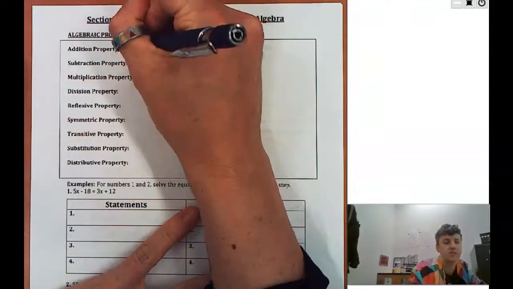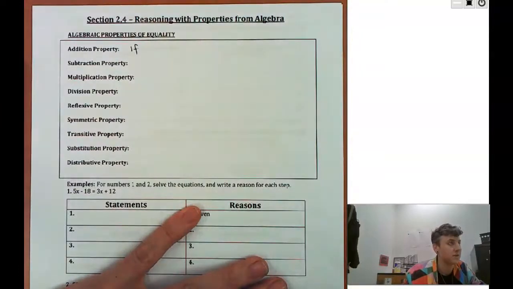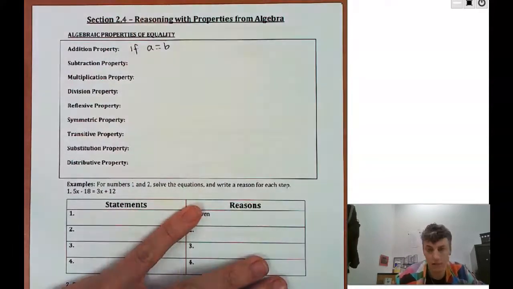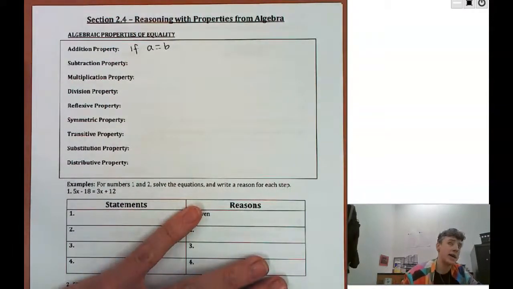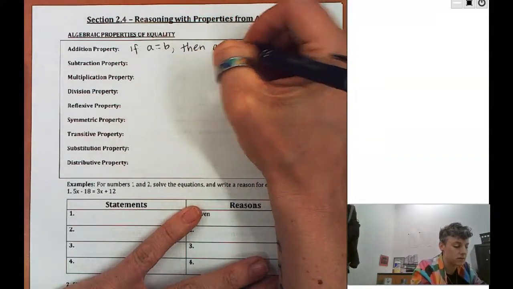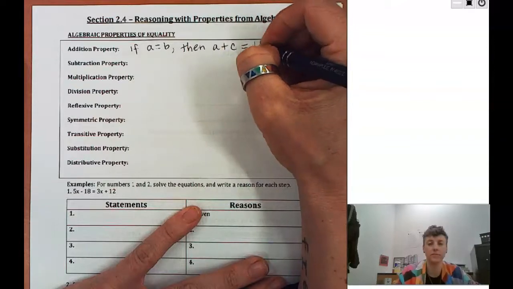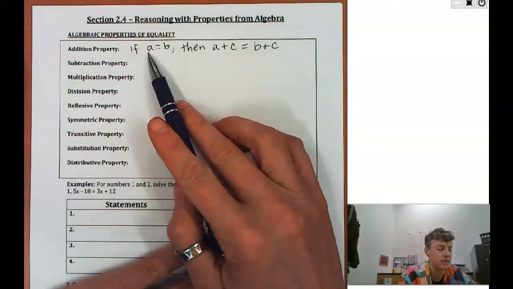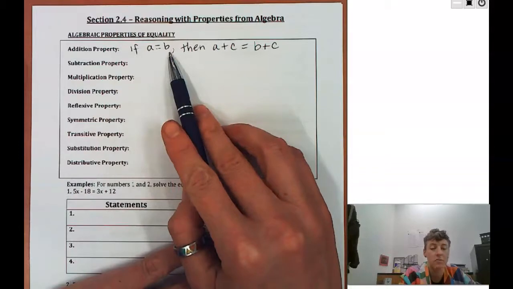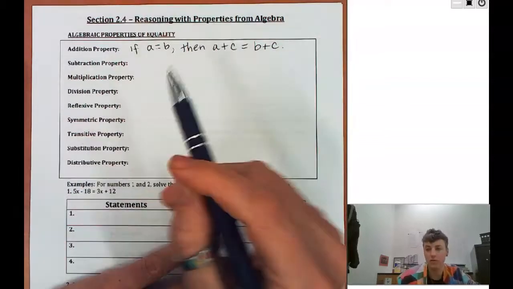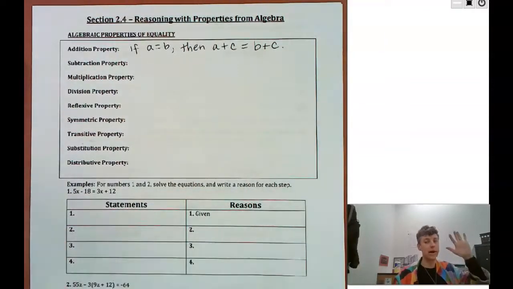So the addition property says, if I have some statement where the left side equals the right side, I've got A equals B. Whatever A is equal to B. I can add something to both sides of the equation, and it's still true. Then A plus C equals B plus C. So I start out with a true statement, the left side equals the right side. I can add something to both sides, and it's still true. So the addition property is relating to adding things to both sides. Who knew? I knew, and now you knew.